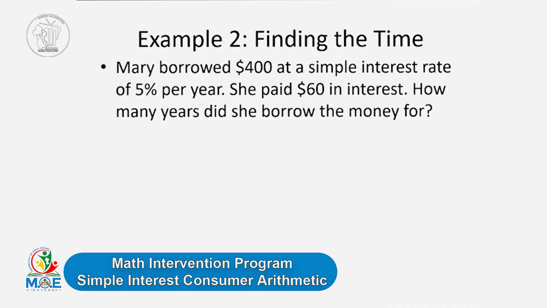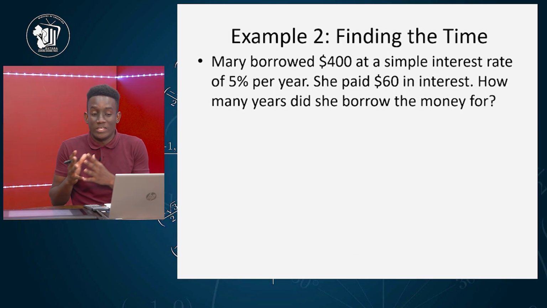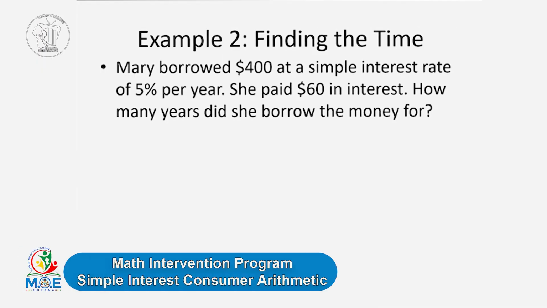Example 2 says, Mary borrowed $400 at a simple interest rate of 5% per year. She paid $60 in interest. How many years did she borrow the money for? So now we are asked to find the amount of years that she borrowed the money for, which is time. So we use the same simple interest formula. Simple interest is equal to PRT over 100. So let's put in what we know in the formula. We know she paid $60 interest.